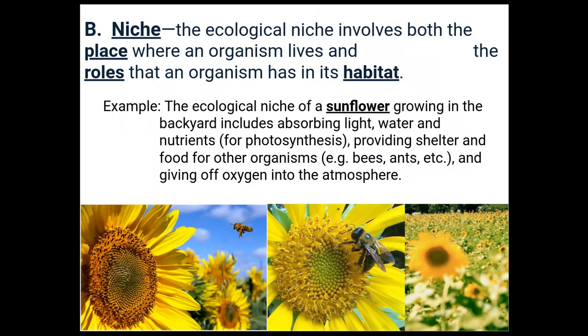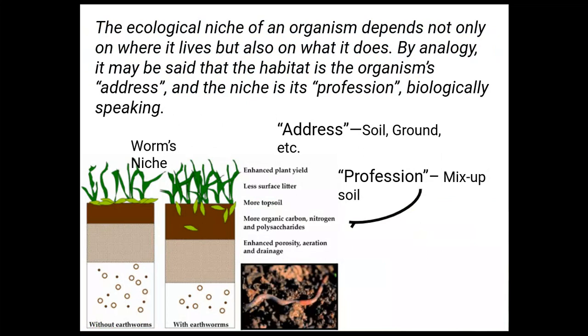So a niche, or an ecological niche, involves both the place where an organism lives and the roles that an organism has in its habitat. So we're looking at the example at the bottom with the sunflower. The ecological niche of a sunflower growing in the backyard includes absorbing light, water, and nutrients for photosynthesis, but also it provides shelter for organisms like bees and ants, and it gives off oxygen in the atmosphere. So the ecological niche of an organism depends not only on where it lives, but also on what it does.